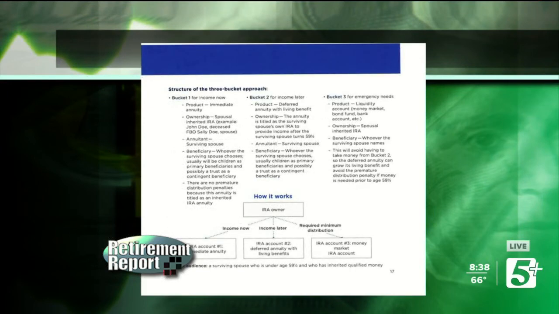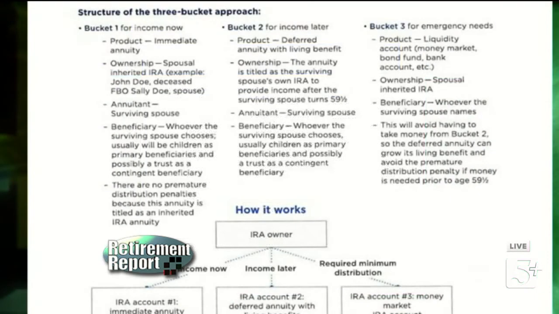The product is, again, an immediate annuity. In this situation, we can sometimes do this with deferred annuities as well. The spousal inherited IRA. Typically the titling, let's say it's John and Sally Doe, and John Doe is deceased, so it's John Doe deceased IRA for benefit of Sally Doe, annuitant. The titling becomes very important in the type of IRA that we're dealing with. So again, this is a spousal inherited IRA.